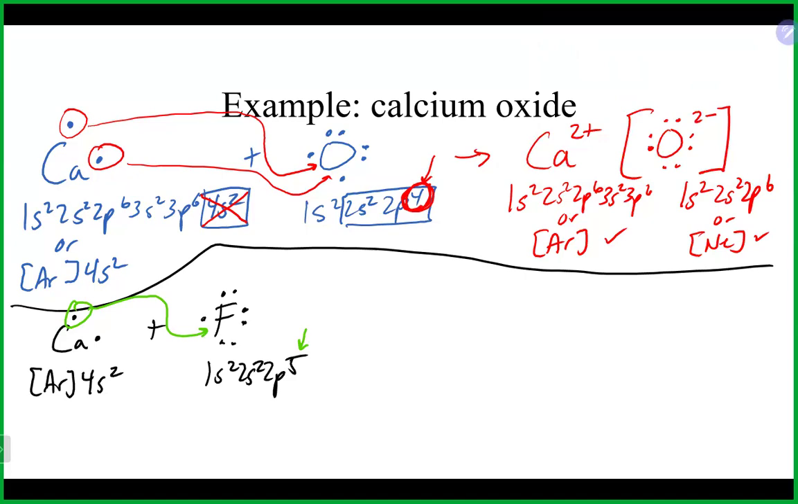And is calcium going to be happy losing just 1 electron? It is not, because if you look at the periodic table, if it loses just 1 electron, it only moves back to potassium, which is not a noble gas.